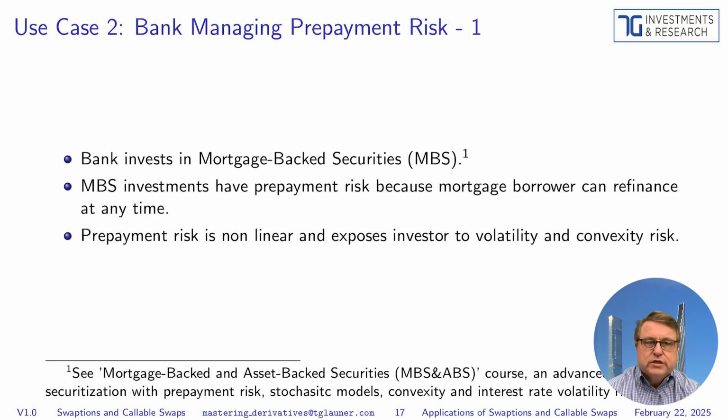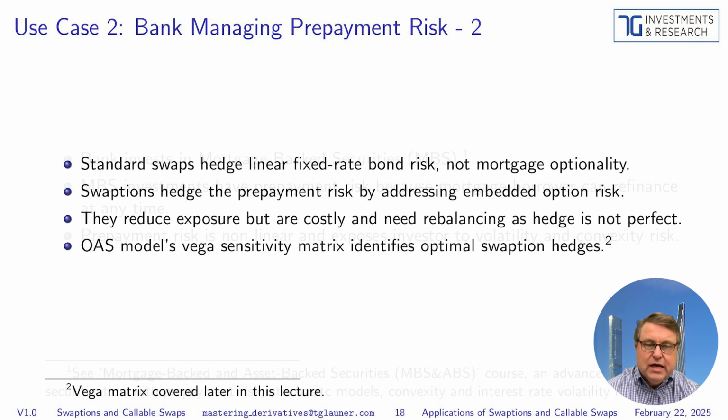Moving on to use case 2. Banks that invest in mortgage-backed securities, MBS, face significant prepayment risks because homeowners can refinance their mortgages at any time when interest rates fall favorably. This prepayment optionality introduces nonlinear risks, such as volatility and convexity. Linear financial instruments, like standard swaps, do not adequately hedge against this type of risk.